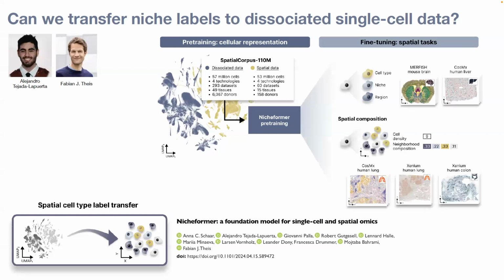I won't tackle the Niche Former pre-training because I think that, as a starting point for anyone starting with niches, is also beyond the scope of today. But in that sense, we put all the cells together and we ask the model to solve some common spatial tasks. We ask the model to annotate cell types in space, niches, regions, and then also give you the composition vector. So what's the fraction of cells in space? And we did this on 4 different large-scale spatial omics atlases.